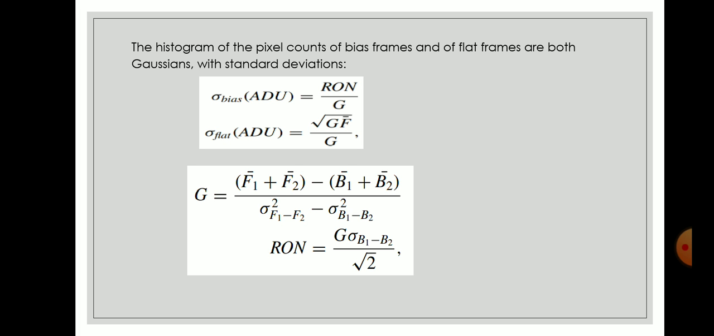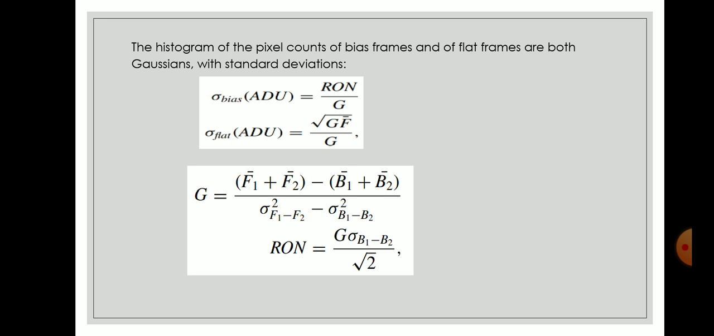CCDs are sensitive to cosmic rays arriving during the exposure time. They appear as hot pixels with high saturated counts. They can be removed by an average of the nearby pixel values with the sigma clipping technique.